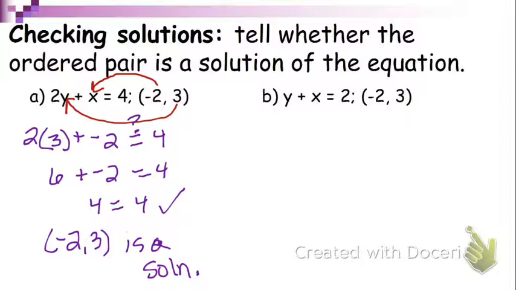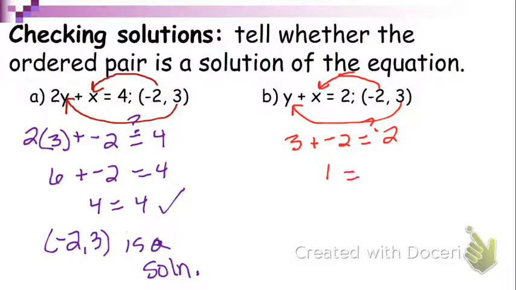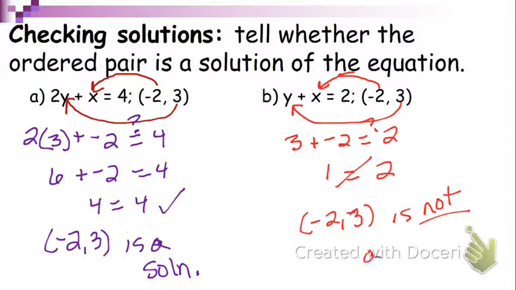We'll do the same thing in part B. We have negative 2, 3 actually for the same thing. So if we plug negative 2 in for x and 3 in for y, we'll have 3 plus negative 2. We're checking to see, does that actually equal 2? 3 plus negative 2 is 1. 1 never equals 2. So that means for this equation, negative 2, 3 is not a solution. Okay, so the first one did work, it was a solution. Second one, not a solution.